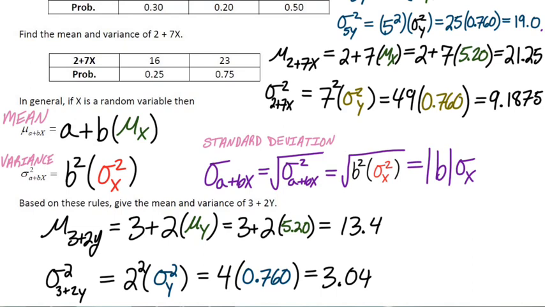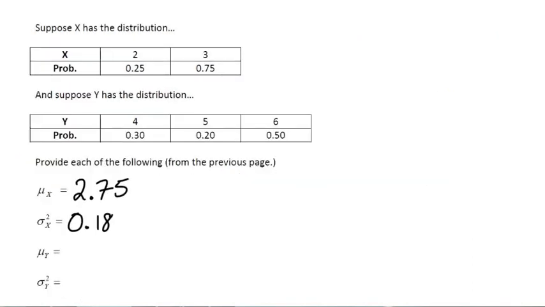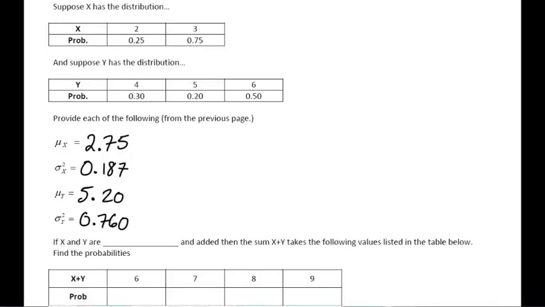Okay, so let's go on to the next page. So we've already established x and y. We've already got the mean for x. We did these early on in the notes. The next part here says if x and y, and the key word is independent, if x and y are independent and added, then the sum x plus y takes the following values listed in the table below. Find the probabilities. So you can imagine there's a few different ways to add together 2 and 3 to 4, 5, and 6, and you could come up with these numbers, 6, 7, 8, 9.